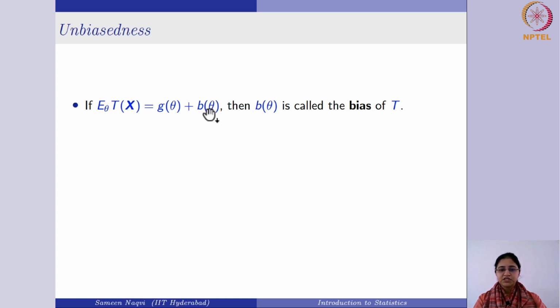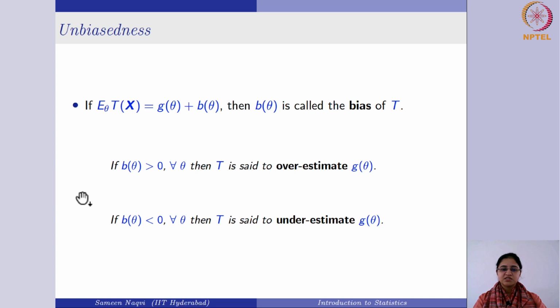Now this b(theta), which is a function of your original parameter theta, can be positive. If it is greater than 0 for every theta, then we say that you are overestimating the parametric function g(theta), because you are adding a certain quantity. You are not getting exactly g(theta), but rather you are adding a certain quantity to it, and then your expectation is the same as that. It means that you are overestimating in that process.